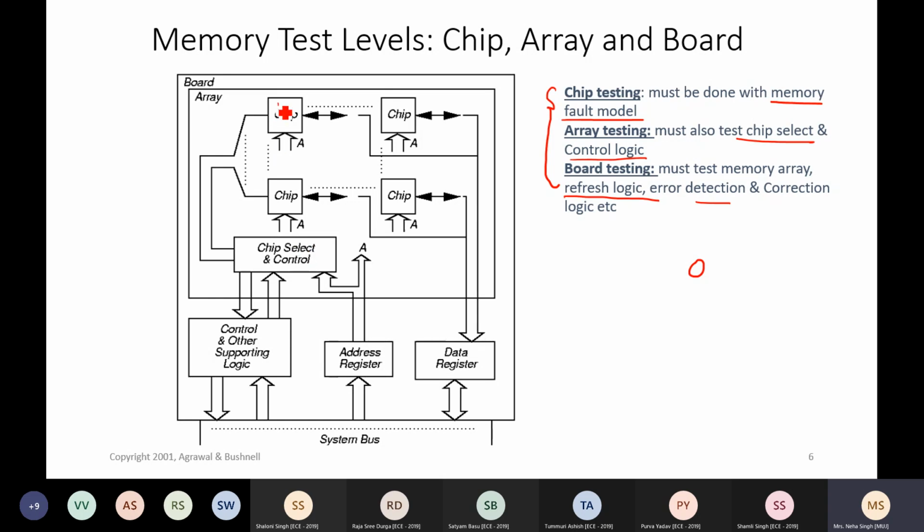Inside every chip there will be many memory bits, right? And once I have identified the correct working of this section, I will go for other logic circuitry on the board. This control signal, error detection and correction logic is a logic circuit. Whatever we have studied for logic circuit fault detection, we can apply here.